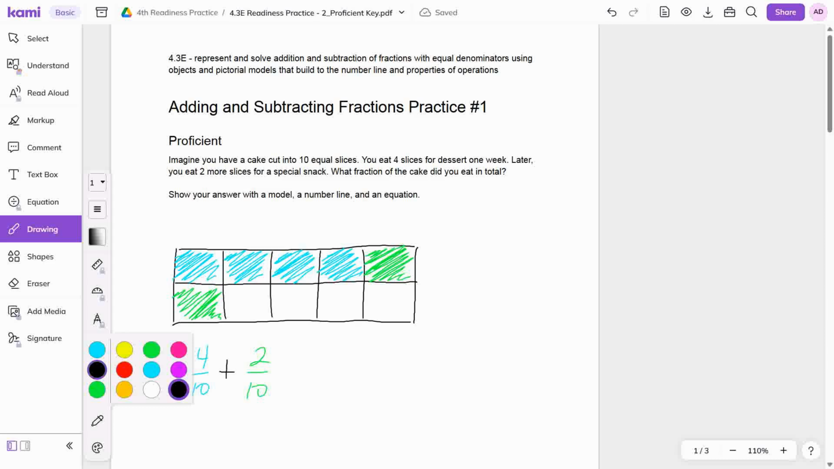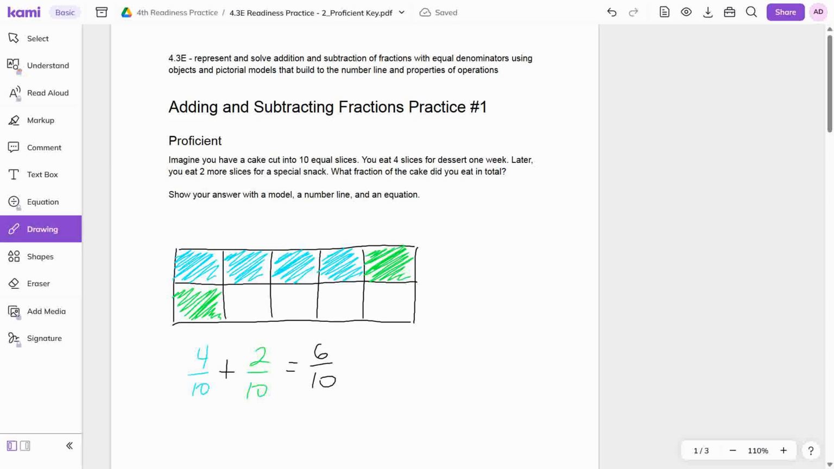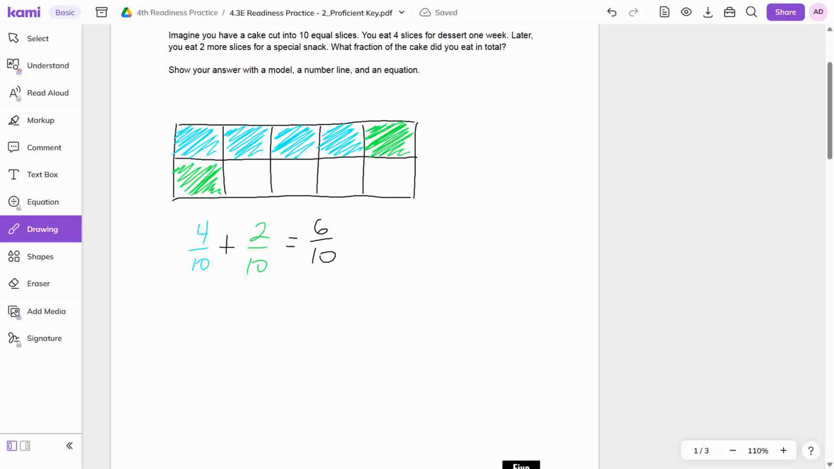All right, so if I add those two together, 4 tenths and 2 tenths is, we can count here, going to be 6 tenths. So that's my model. That is my equation. Let me make a number line as well. So we can draw a number line like here.